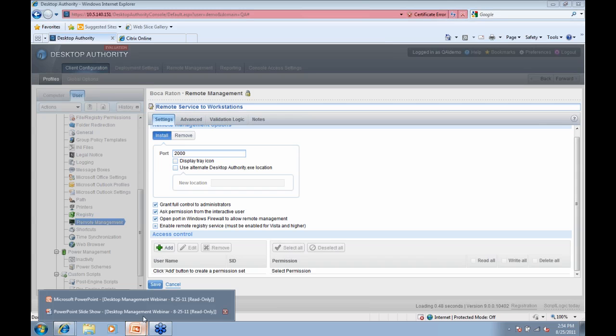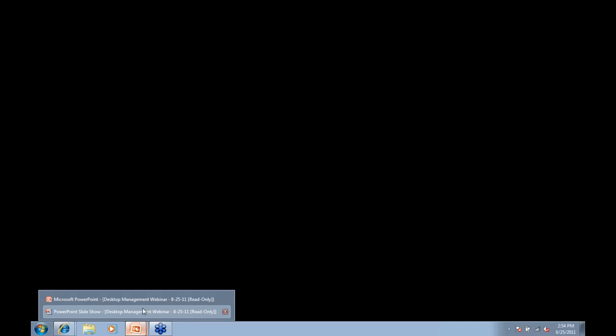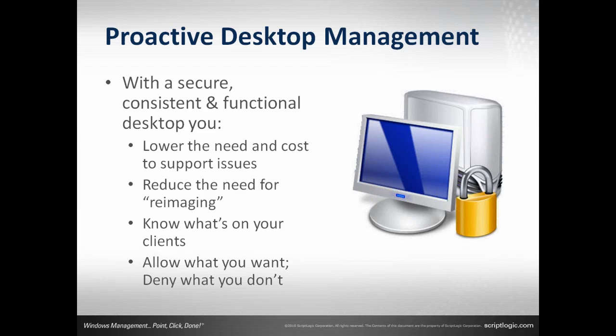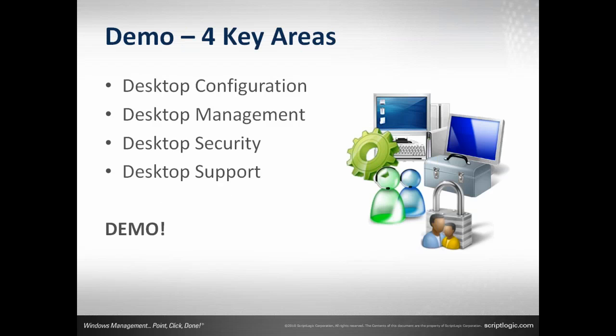Let me go ahead and go back to the PowerPoint slideshow here, where I covered four key areas: desktop configuration, management, security, and support. And remember, the idea here is proactive desktop management. Don't cram the OS with everything you wanted two years ago. Leave it vanilla, and then let something like Desktop Authority, in our case, we of course want you to buy our product, deploy every aspect of the desktop so it meets the current needs of both the business and the user.